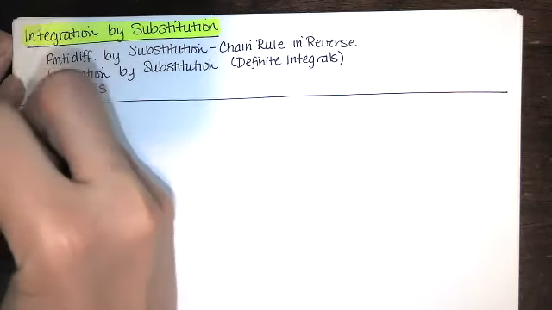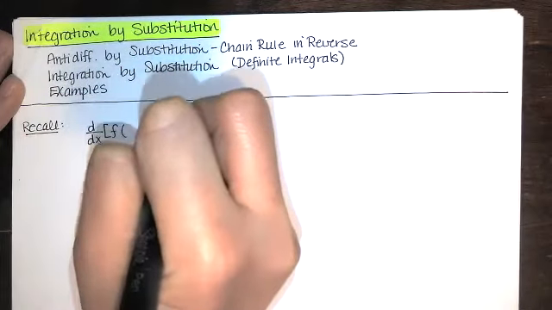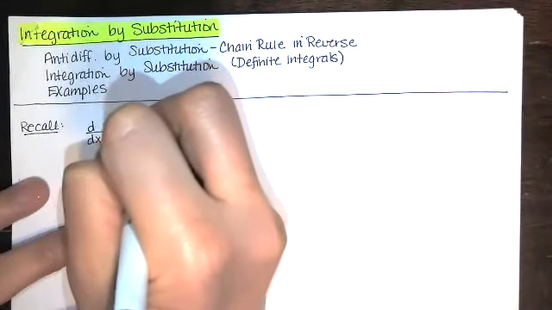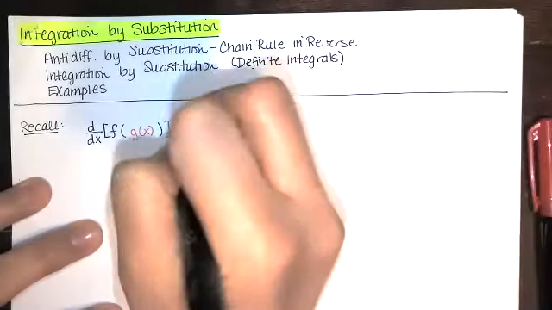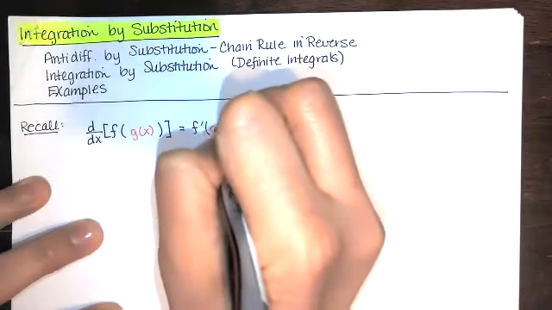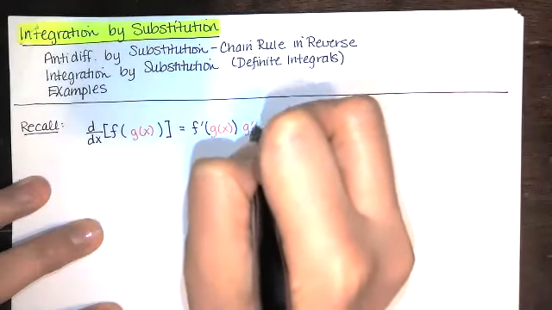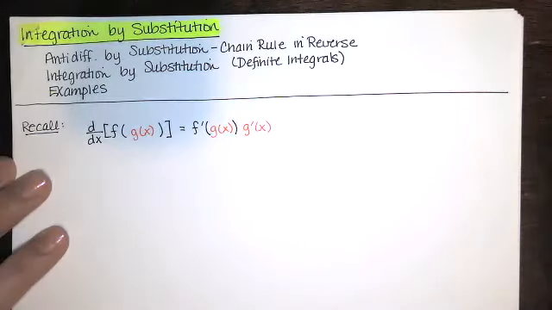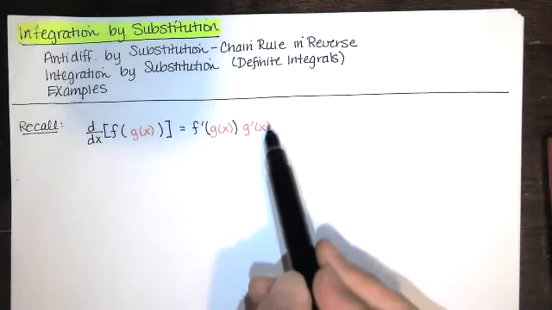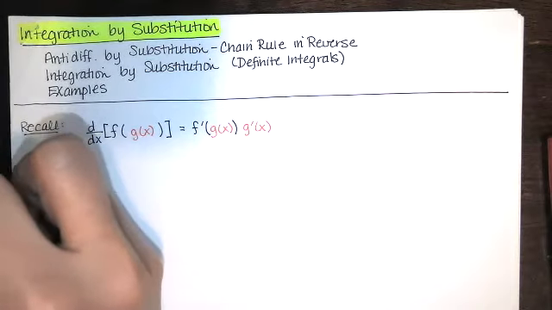Remember, the chain rule looks like this. If you're taking the derivative with respect to x of f of g of x, according to the chain rule, we take the derivative of the outside and then we evaluate it at the inside function. And then we multiply by the derivative of the inside. The derivative of the inside is g prime of x. Antidifferentiation by substitution is basically taking us from this side back to that side. So this is what we talked about in the last video.